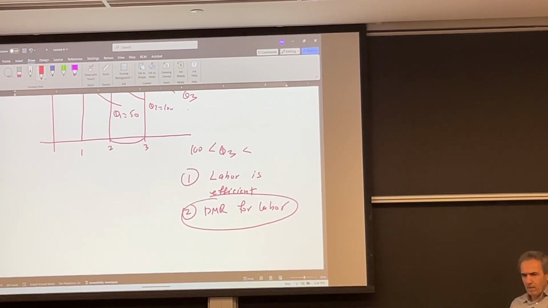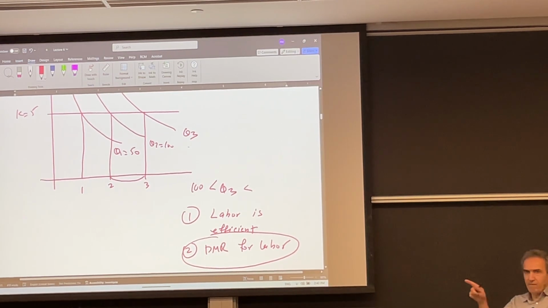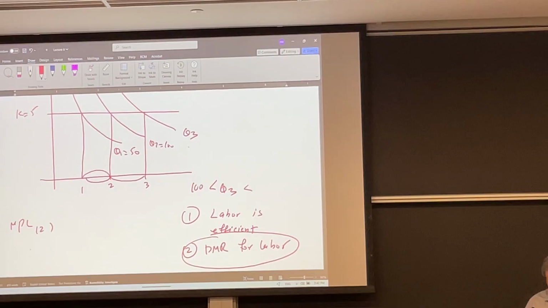DMR says more labor, less MPL. It beats the second derivative. But here, you can actually find the MPL and verify them. What's the MPL of the second labor? That's the second labor, how much does it produce? Well, let's see. That is 100 minus 50, that is 2 minus 1, that is how much the second labor produces, which is 50. Right? The second labor produces 50 units. That is the MPL of 1 to 2.